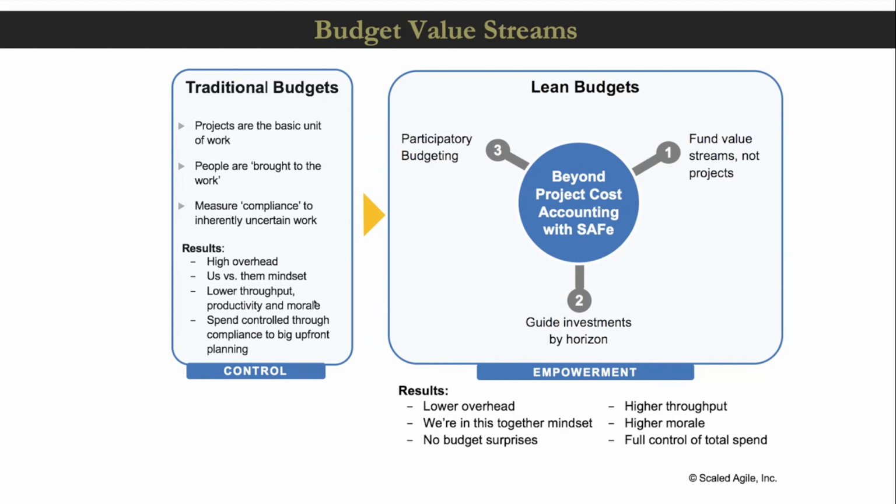Lean budgets allow you to focus the budgeting on a fixed time frame and make sure that you use the concept of participatory budgeting. We actually have a 3-day class that is focused all around that, which is lean portfolio management. But instead of funding projects as the basic unit of work, we now want to fund value streams, which are inherently supported by Agile release trains.